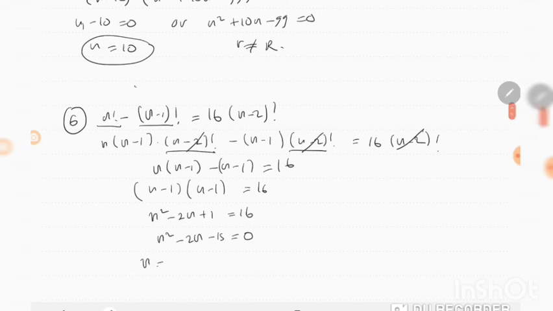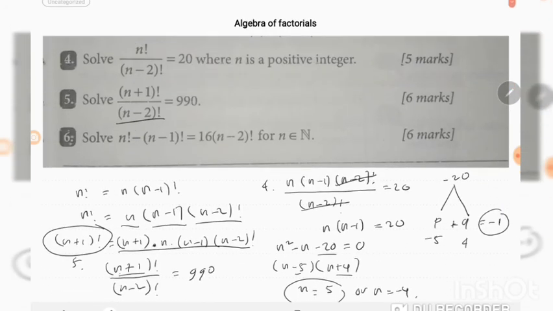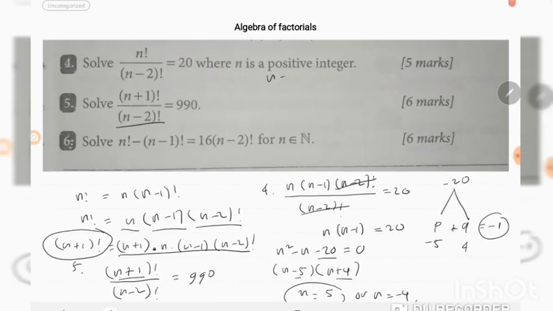Then you can find n minus 5 and n plus 3. So you have n equals 5 or n equals negative 3. But the answer must be a positive integer. So for number 6, n equals 5. So for number 4, n equals 5, for number 5, n equals 10, and for number 6, n equals 5. Okay, you got it.